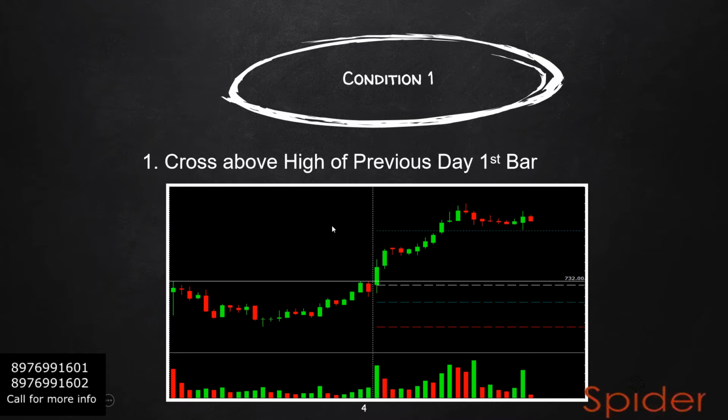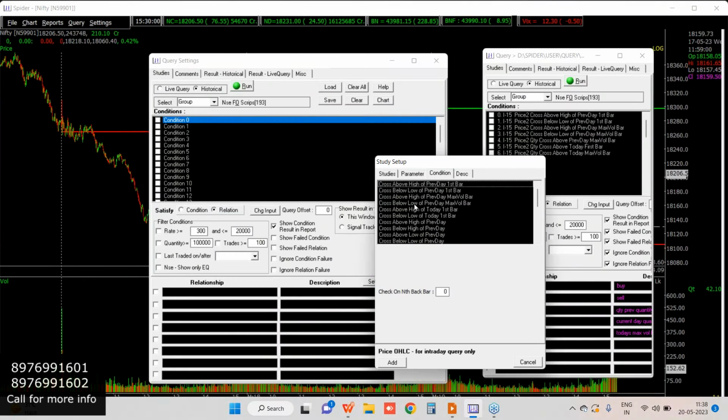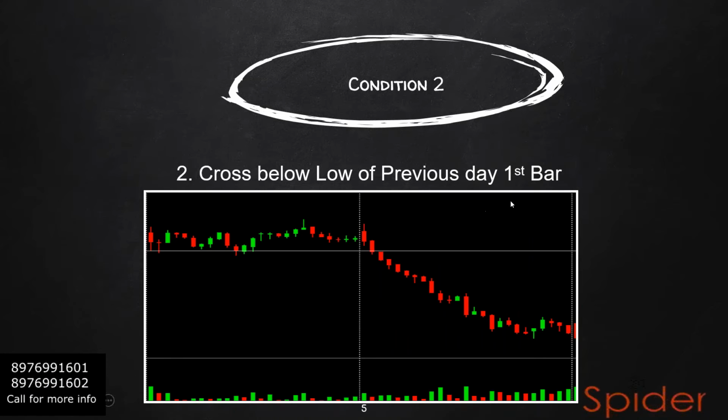Again, we'll jump to the software. The second condition over here is cross below low of previous day first bar. So it is the vice versa of the first one. The second condition you can see over here is price below low of previous day first bar.